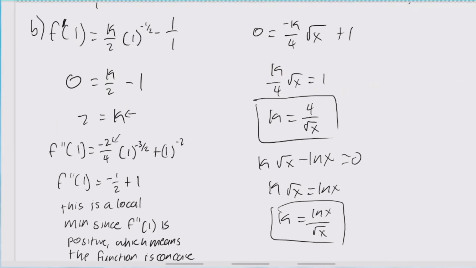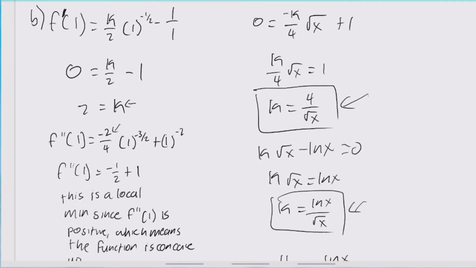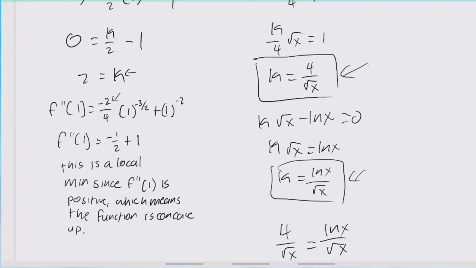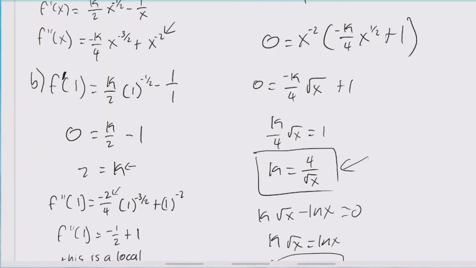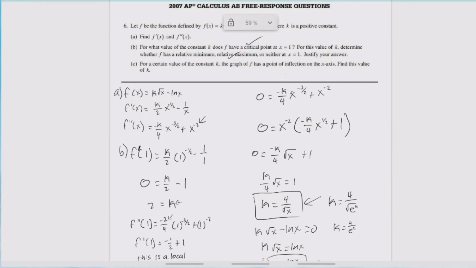And then from here, in order to find k, I plug it into one of these two, 1 or 2. So I'm just going to plug it into this top one over here. So we're going to say k is equal to 4 over square root e to the 4th. So k equals 4 over e squared. So again, it's giving me two pieces of information: point of inflection, x-axis, two equations, two variables. This is a systems problem.